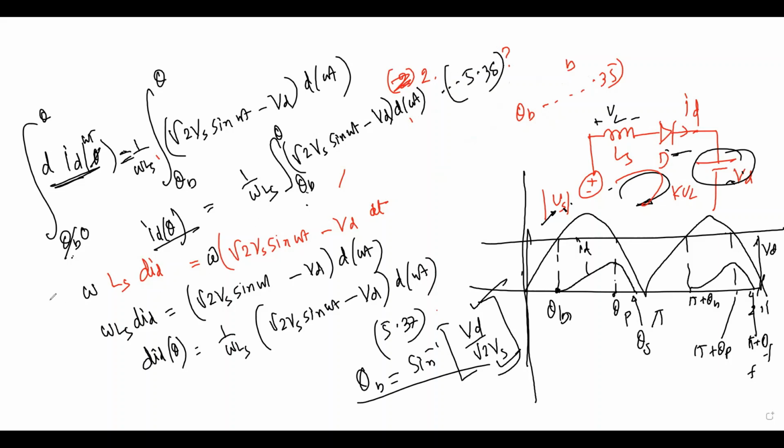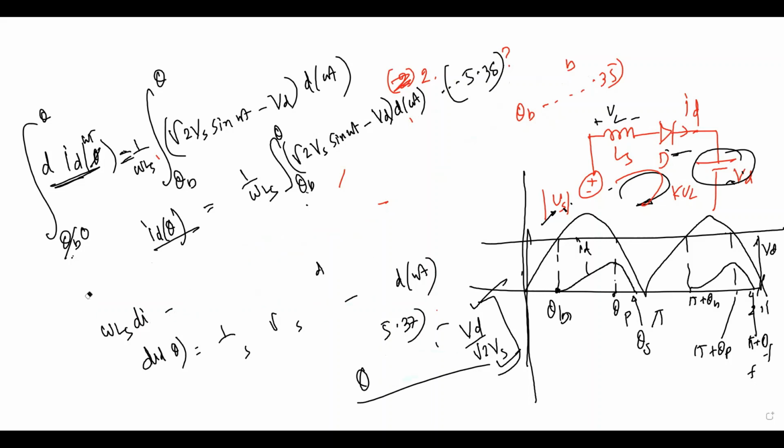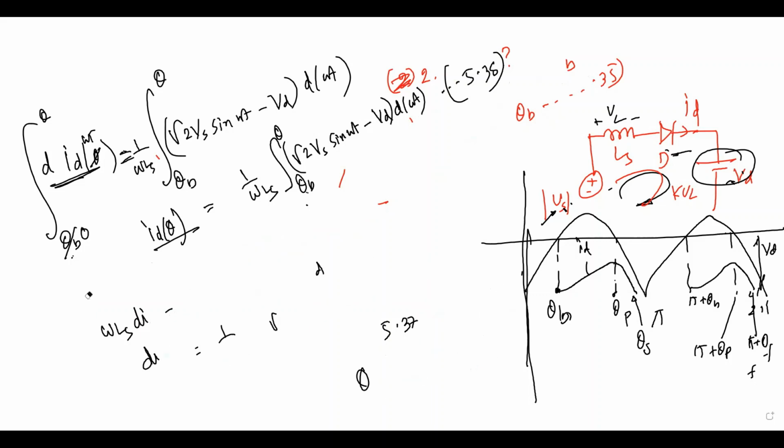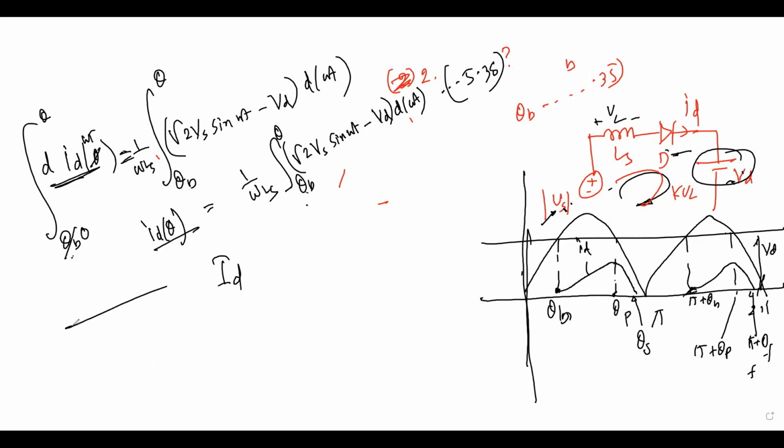So now you know the expression of ID theta, right? Then what will be the average value? Again, that line has been deleted, right? So if you know the expression of ID theta, then what will be the expression of the average value?